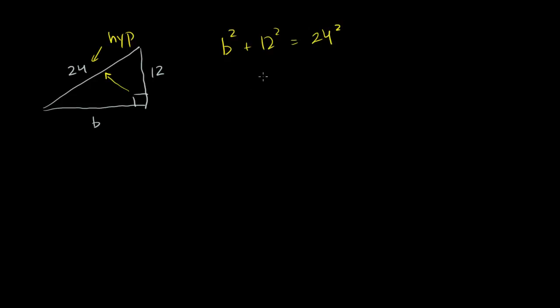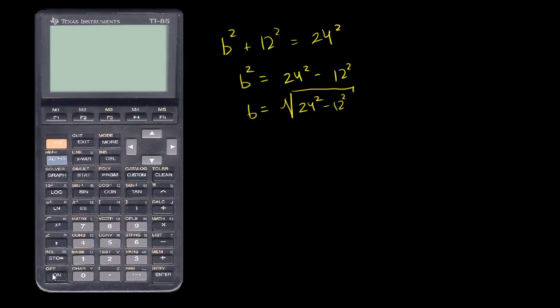Or we could subtract 12 squared from both sides. We say b squared is equal to 24 squared minus 12 squared, and b is equal to the square root of 24 squared minus 12 squared. Now I'm tempted to use the calculator, and I'll give in to the temptation. The last one was so painful, I'm still recovering. So 24 squared minus 12 squared is equal to 432.